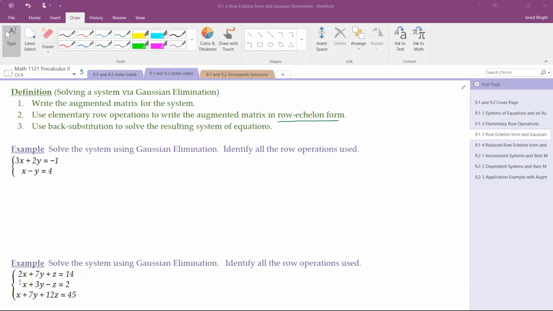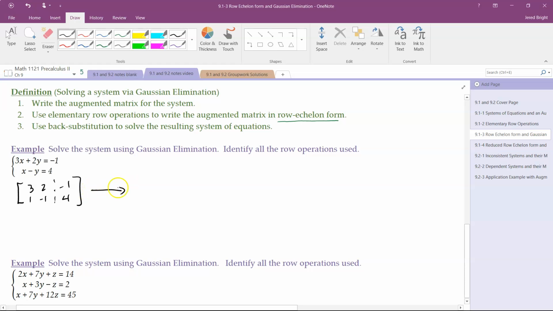Welcome, and now we're going to solve these examples using that Gaussian elimination strategy that's detailed above on our screen. So, if we're going to solve this system, first we need to write it as an augmented matrix, so that's going to be 3, 2, minus 1, and 1, minus 1, and 4. Okay, now from here, it's a flexible process.